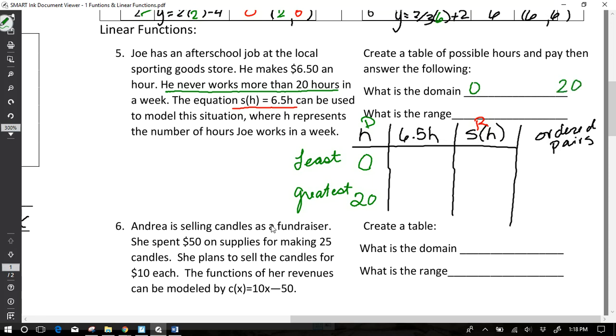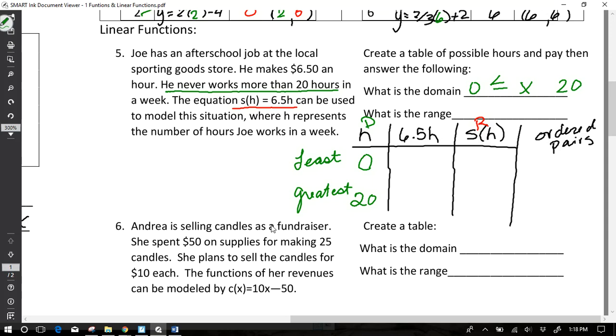Now, the number of possible hours is anywhere from 0 to 20. So X represents all the possible hours he could work. I'm going to put that in the middle. And I'm going to use an inequality to represent all the possibilities for my domain. So X could be greater than or equal to 0 if you did a flip-flop on that.